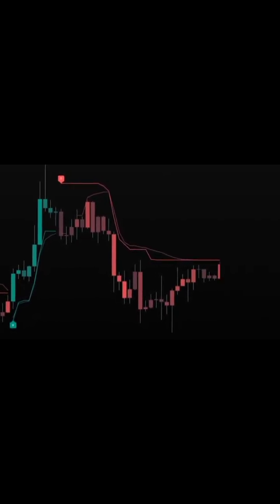So we can wait for a pullback, and by using candle coloring as confirmation, we can take an entry when the price breaks a significant low. At that point, the trailing stop can be used for stop loss placement, allowing us to aim for a 1-2 risk to reward ratio or more.